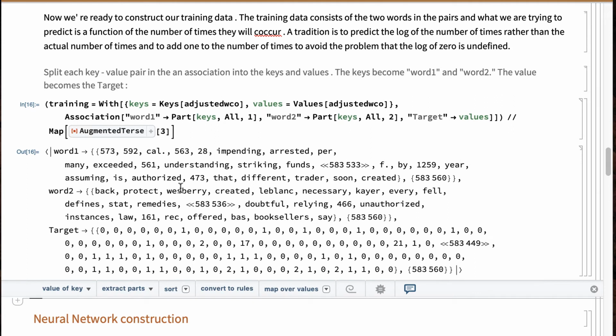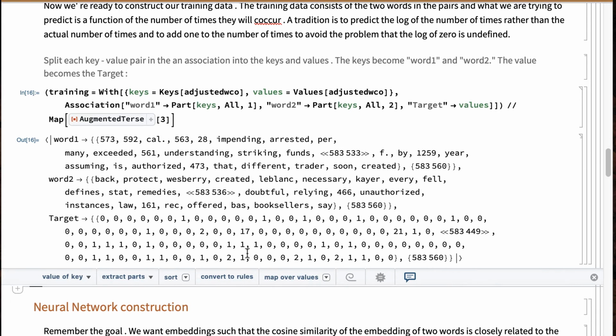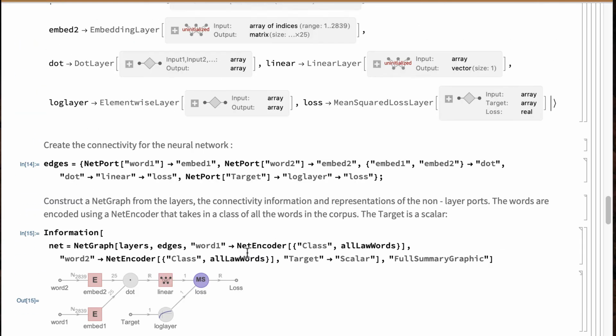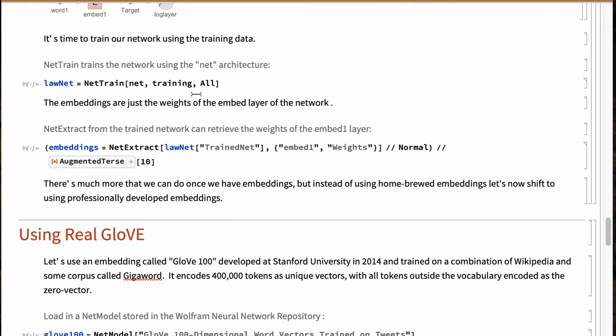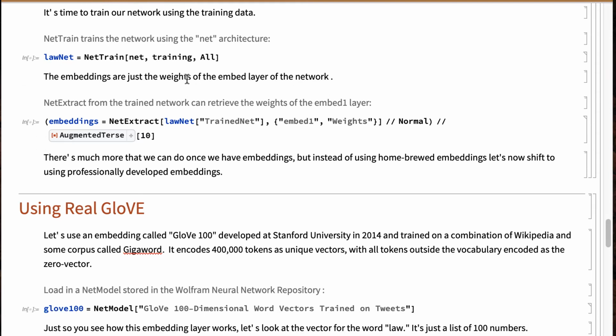Good. So here's what our data looks like. Here's all the word 1s. You'll notice there are numbers in there, all sorts of weird stuff that Wolfram thinks is a word. Here's word 2, and here are our target values. A lot of zeros, but then we've got 1s, 17s, 21s, etc. All right, and with that, it is time for training. And what I'll do is I'll start us off on the training, and then I'll let it go and pause the video so you don't have to watch every moment of it, but it won't actually take that long.